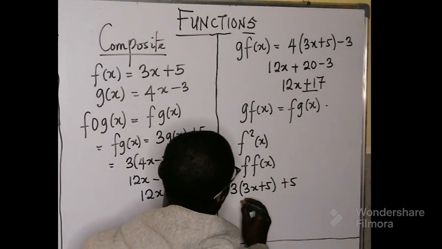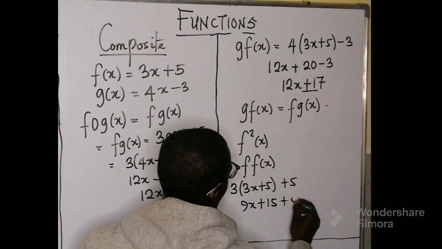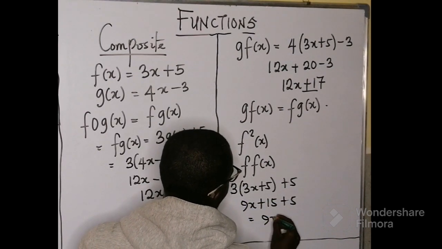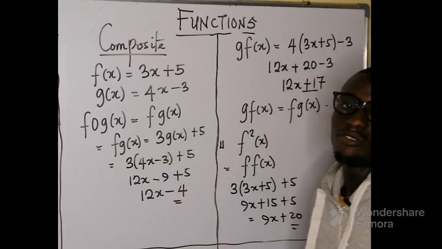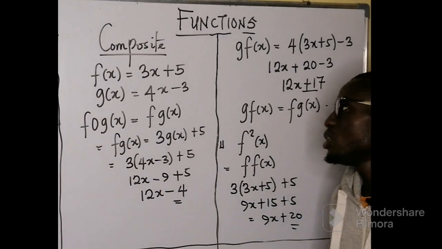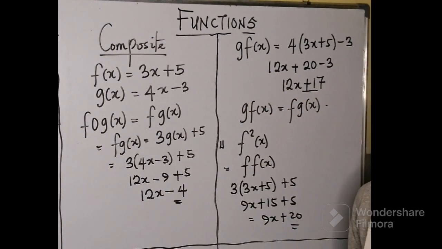So 3 times 3x is what? 9x plus 3 times 5 will give you 15, then plus 5. And your final answer gives you what? 9x plus 20. So gentlemen and ladies, from this, I believe questions on composite of a function and inverse of a function are no big deal.